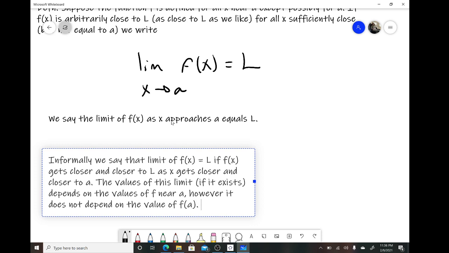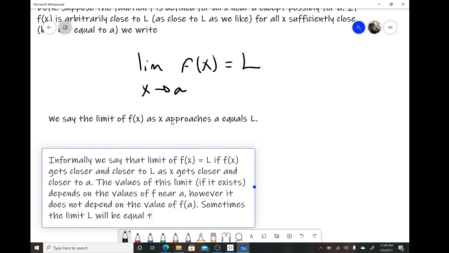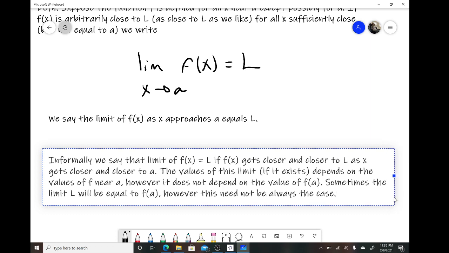Sometimes the limit L will be equal to the output value of the function f at a. However, this need not always be the case. So that could happen, although we are not guaranteed that it will happen every single time.